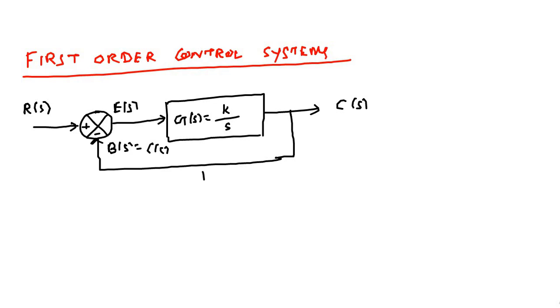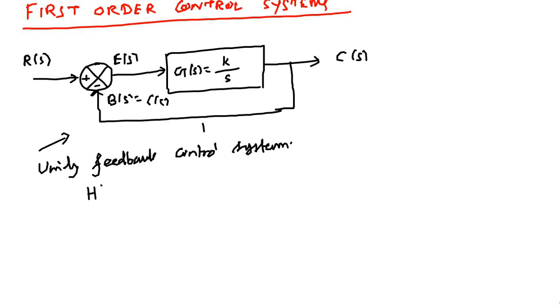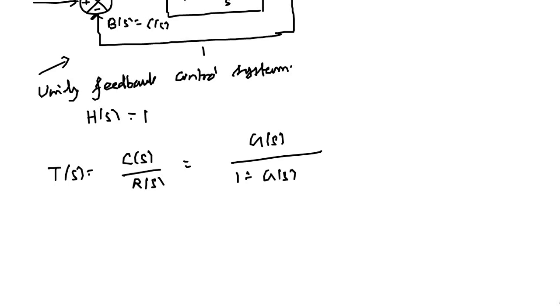Now we are going to find the closed loop transfer function of the first order unity feedback control system. This is a unity feedback control system because the feedback gain is 1, that means your H of s value is equal to 1. Remember this. Now we write the closed loop transfer function T of s equal to C of s divided by R of s, equal to G of s divided by 1 plus G of s into H of s.